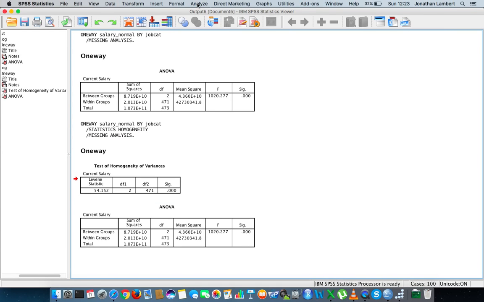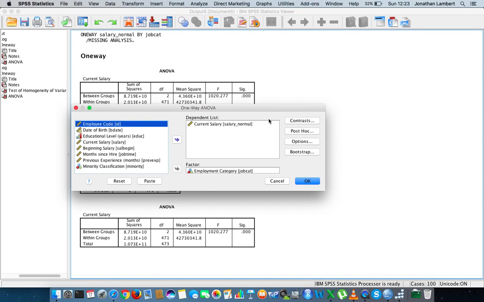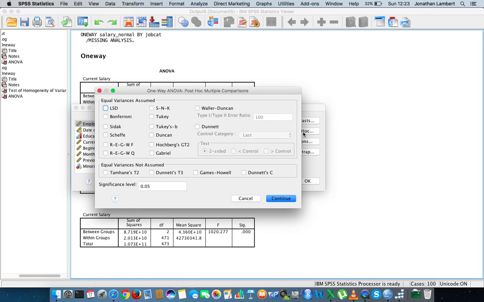So let's go to Analyze. Let's rerun this again. Compare Means, Oneway ANOVA. But let's now have a look at some post hoc tests. Some of the recommended tests in relation to post hoc would be maybe Tukey's B or Tukey, or maybe LSD. Yeah, this particular test is probably one of the more recommended tests based on the literature.